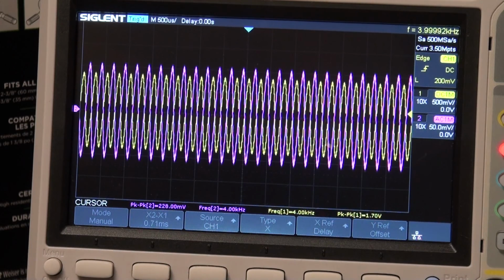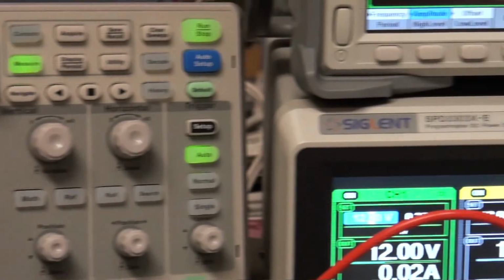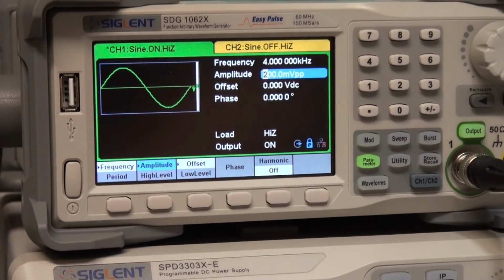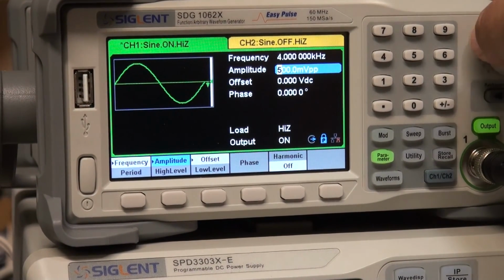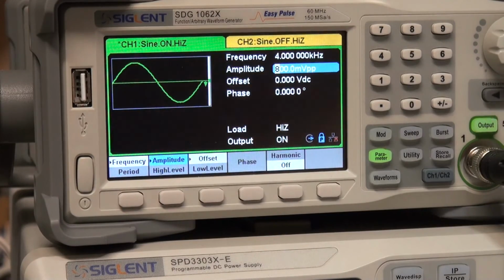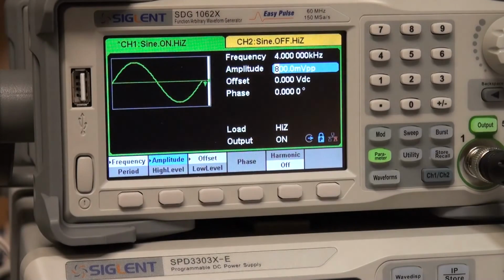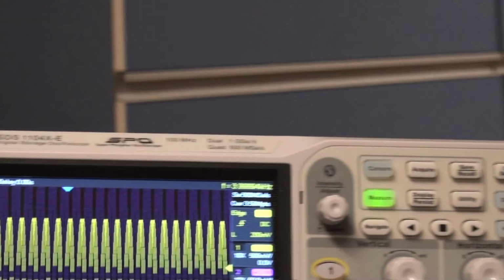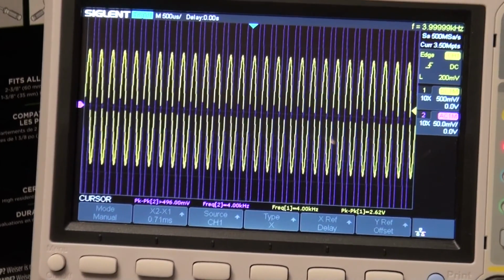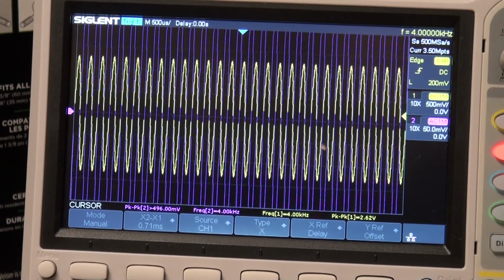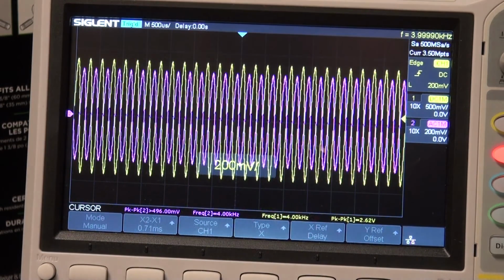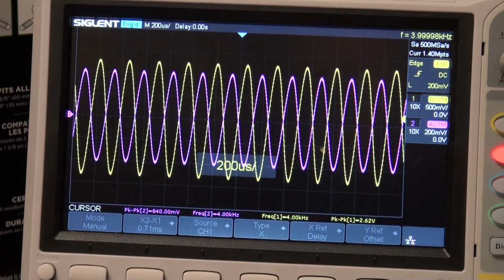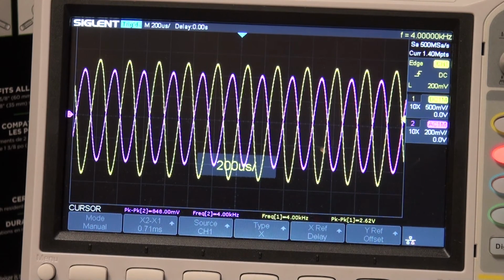Okay, so let's go to 800 millivolts peak to peak. Oh, sorry about the arm. Okay, go back to the oscilloscope. Okay, my input is kind of off the scale. There it is. As you can see, it is inverting. And output 2.62 volts for 0.8 volt peak to peak input.